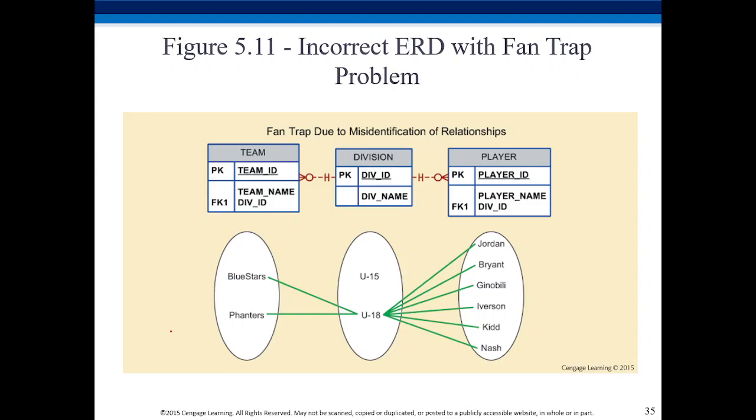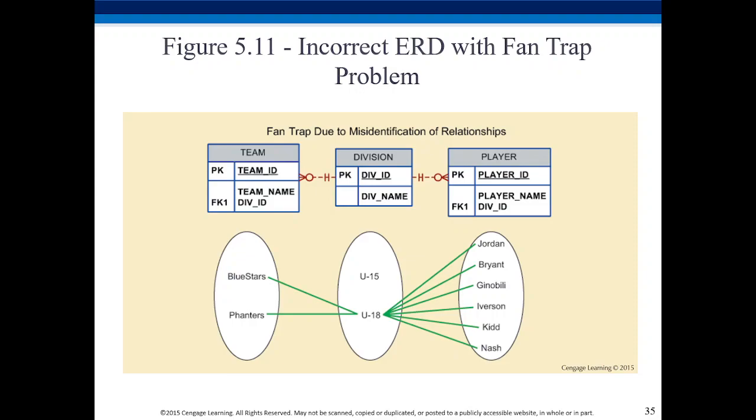As you can see here in the figure, the division is in a one-to-many relationship with the team, and then one-to-many relationship with the player. Although the representation is semantically correct, the relationships are not properly identified. For example, there is no way to identify which player belongs to which team. For example, Jordan, Bryant, Everson, we cannot tell which team they belong to. They are only connected to the division. So the division's relationship to the player is one-to-many.